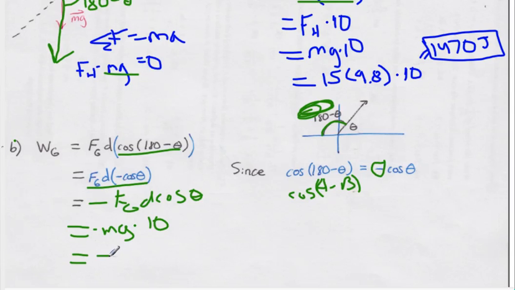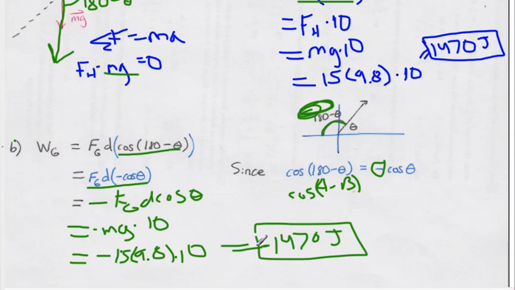So now we've got negative 15 times 9.8 times 10. So that's just the opposite of what we had before, negative 1470 joules. This time it's negative, because gravity is doing negative work as you try to trudge up that hill.